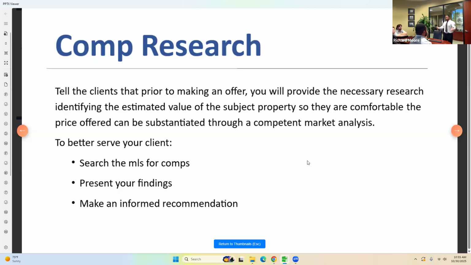Sometimes they go up, sometimes they go down, depending on the market. If it's a buyer's market, you're going to offer below asking. If it's a seller's market, you always have to offer above asking, unless it's been on the market for a while. And make your informed recommendation. Any questions on this?